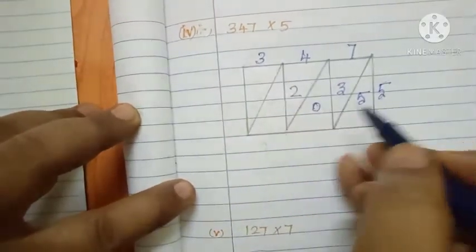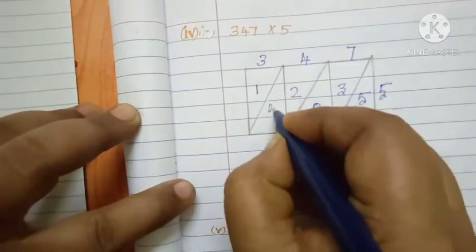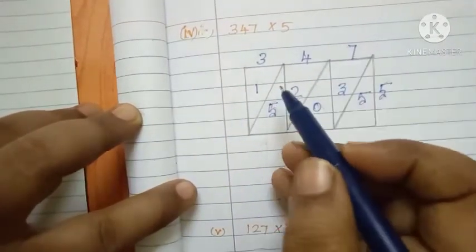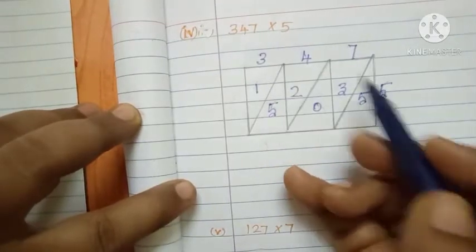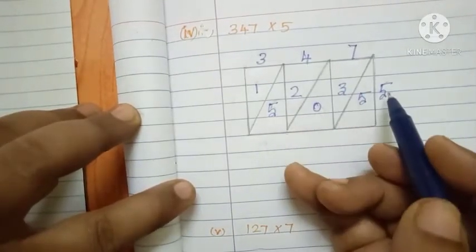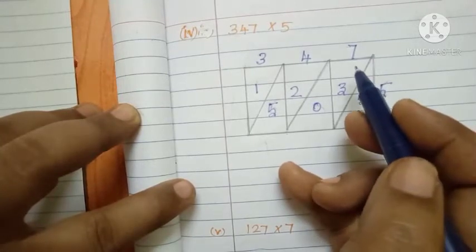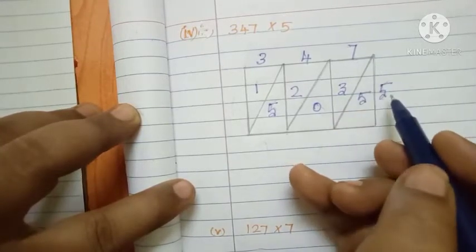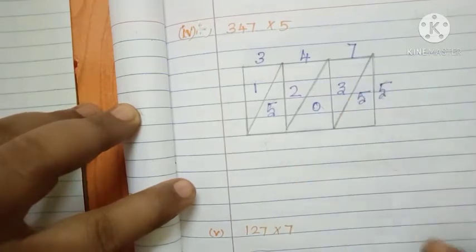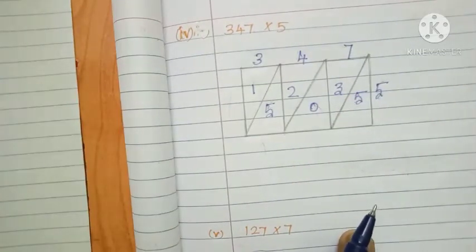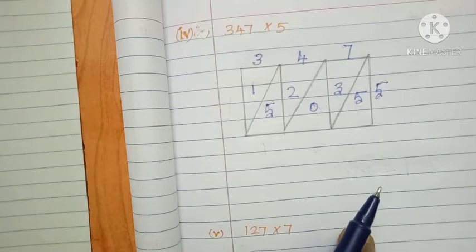3 fives are 15. Multiplication you can do either way: 3 fives or 5 threes, 4 fives or 5 fours, same answer. 7 fives or 5 sevens is the correct answer. Multiplication has no change in the product. So the easy way is to use whichever table you know clearly.